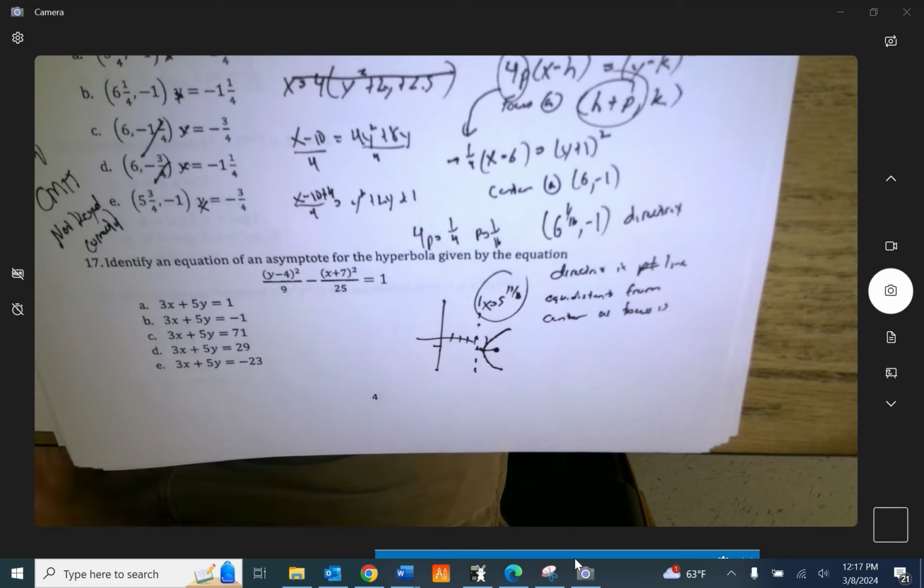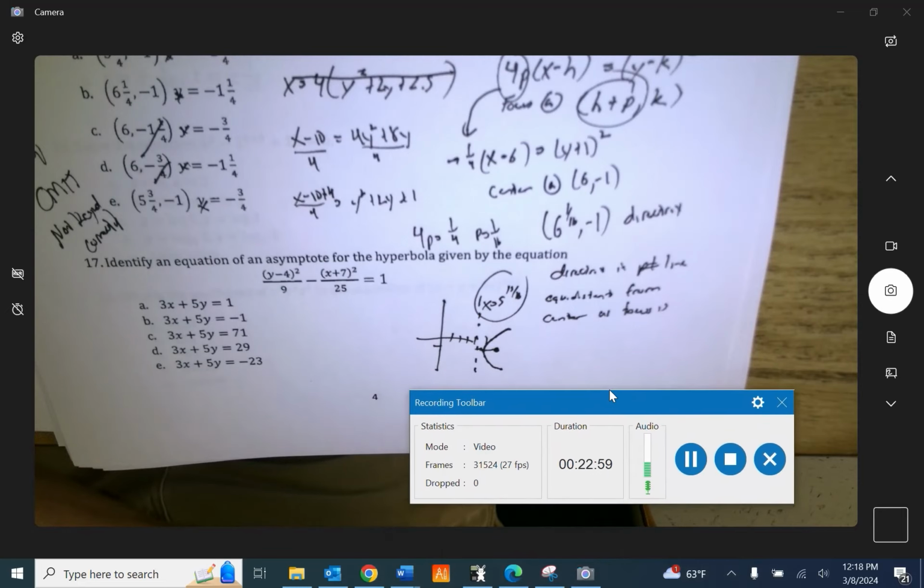Identify an equation of an asymptote for the hyperbola given by this equation. The equation of the asymptote of a hyperbola. Well, that was the bell, which means I'm going to lunch, so this is a lesson for another day.